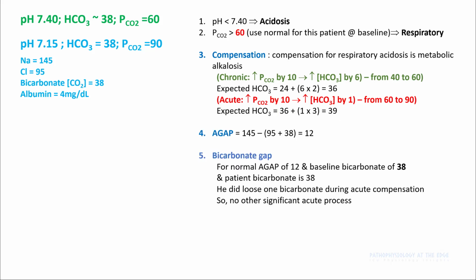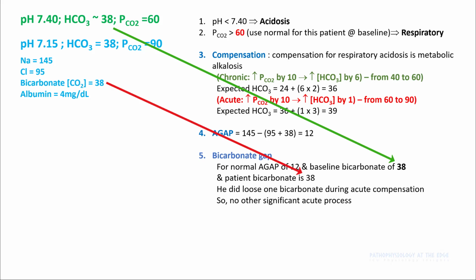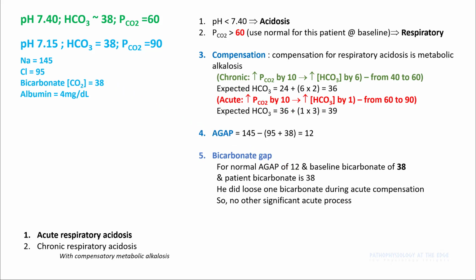His anion gap is 12, and as you see, with the anion gap of 12, his baseline bicarb should be 38, which is similar to what he's compensating, so there's no other significant acute process going on. So this patient has acute respiratory acidosis and chronic respiratory acidosis with compensatory metabolic alkalosis.